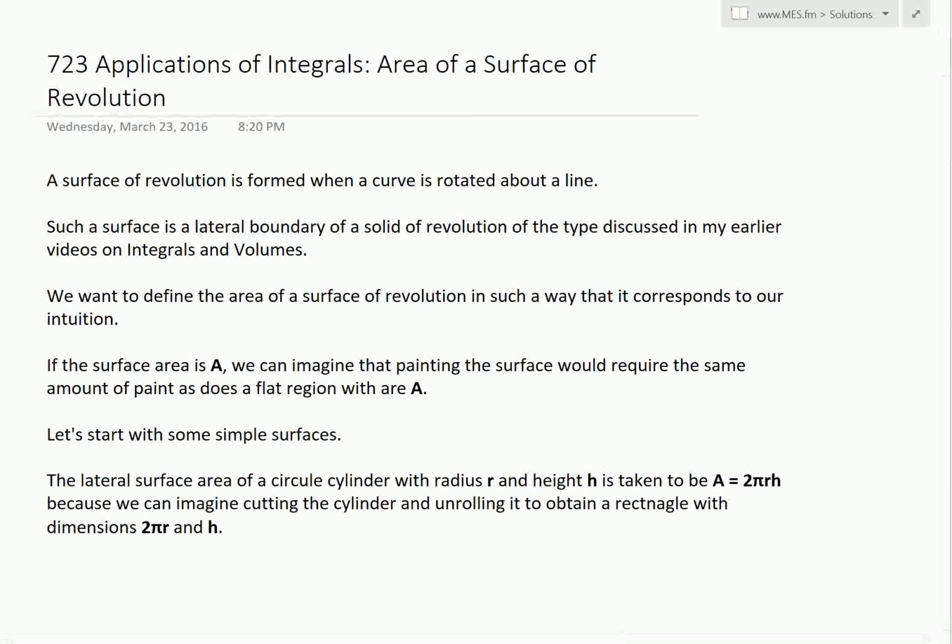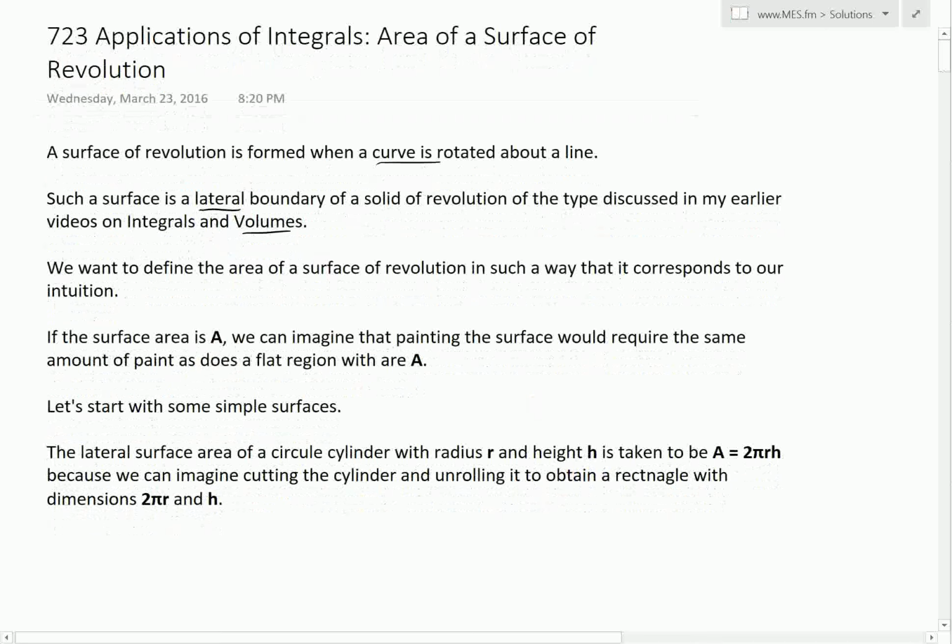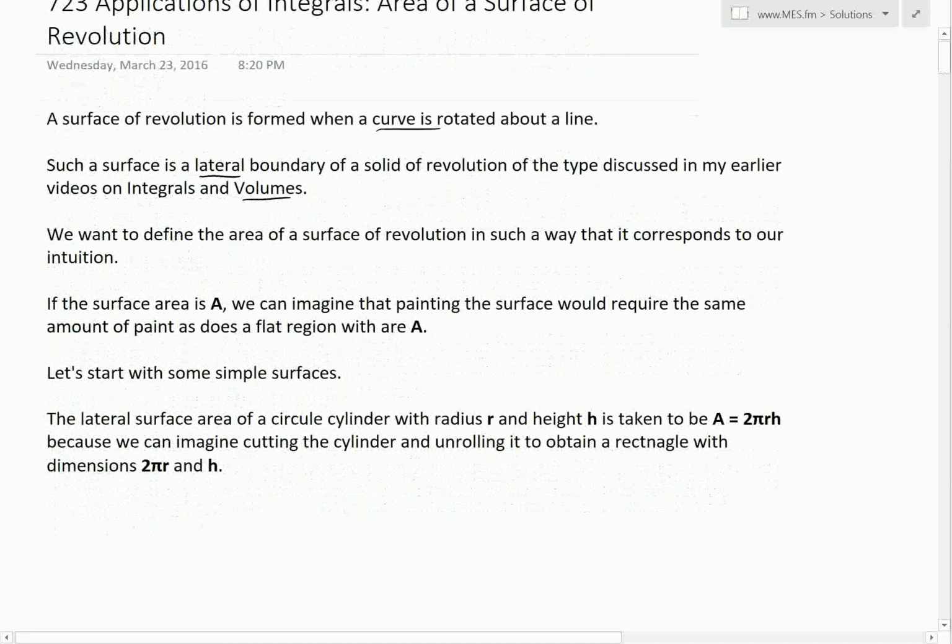Basically, a surface of revolution is formed when a curve is rotated about a line. Such a surface is a lateral, or side, boundary of a solid of revolution of the type discussed in my earlier videos on integrals and volumes. So if you recall before, you could form a shape just by rotating around the x or y axis or any line, etc. This time, instead of dealing with the volume, we deal with the surface area.